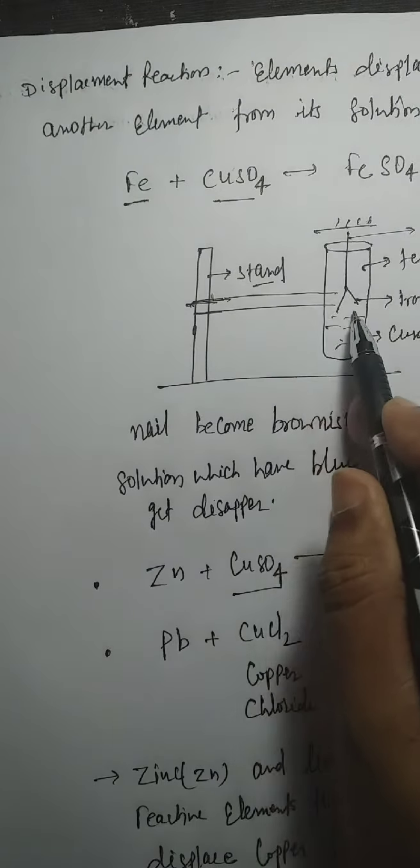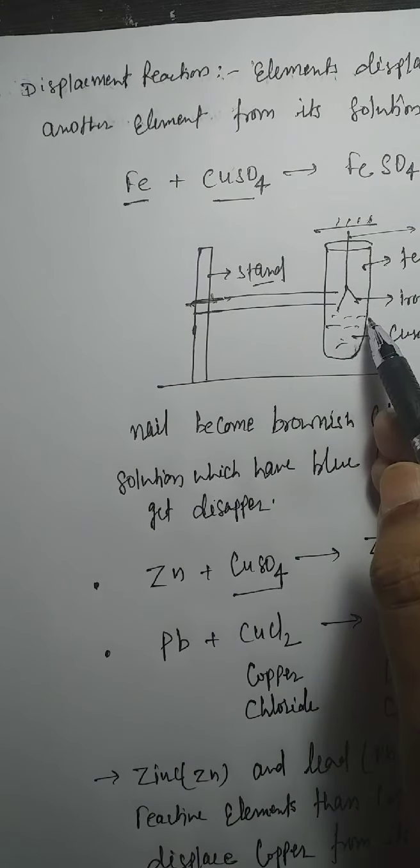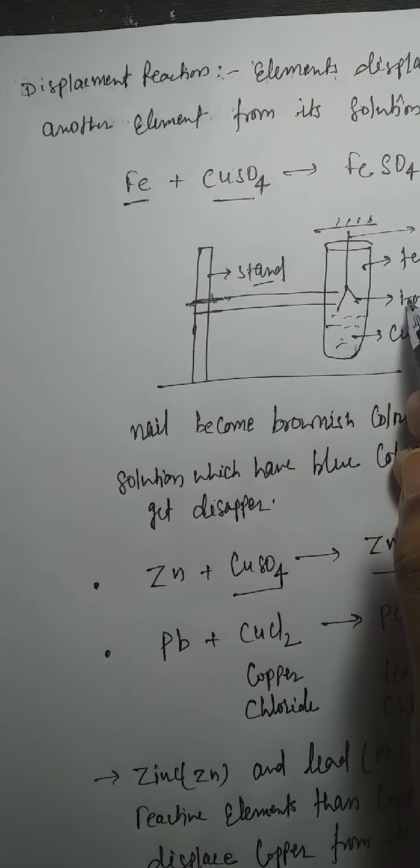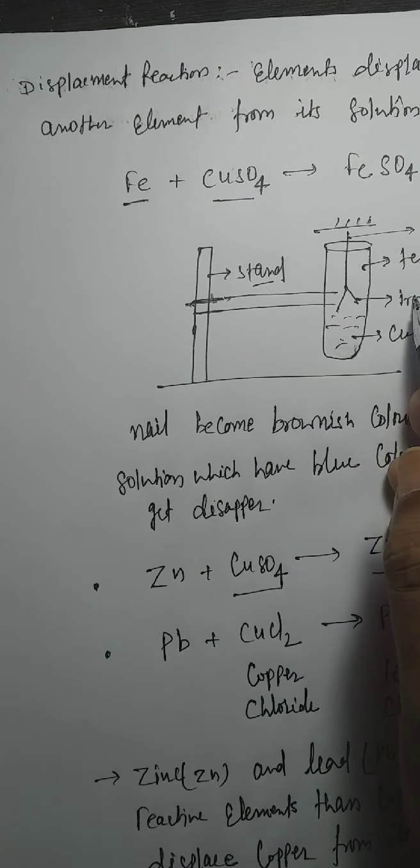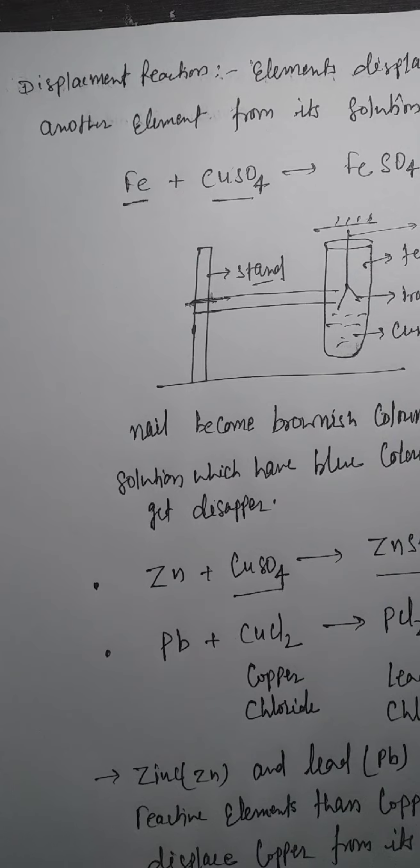This solution is in the test tube we had. Then we put a nail in it also. That nail is a more reactive element. That's why, what happens here? Copper is displaced by the more reactive element. Copper is away, and the more reactive element is going to be placed over there, right?